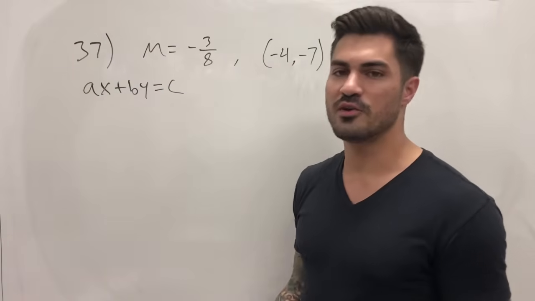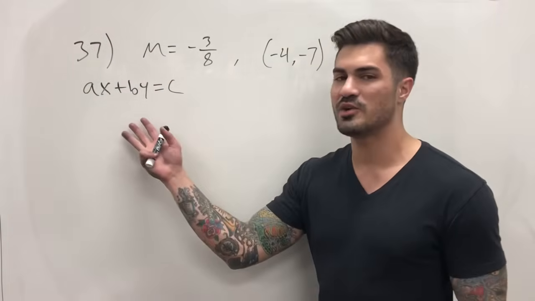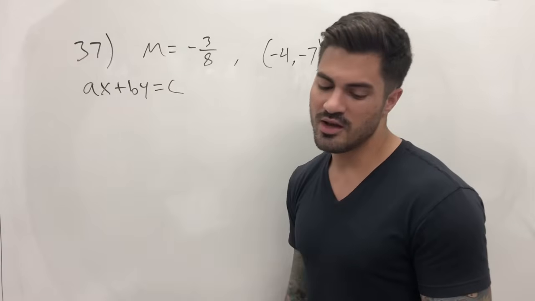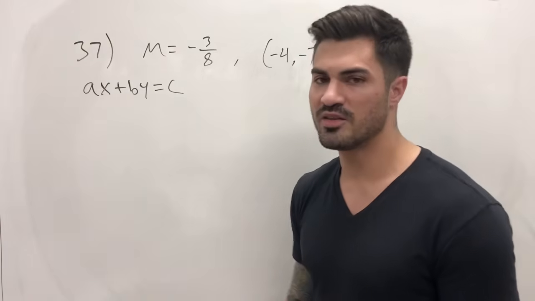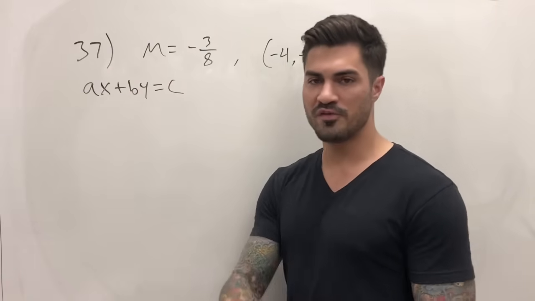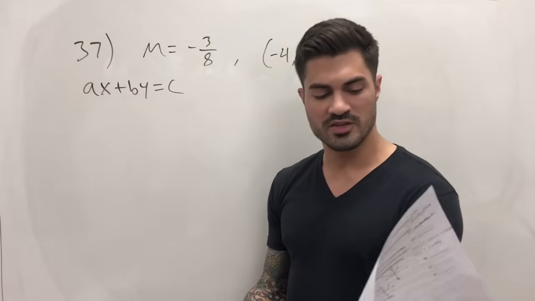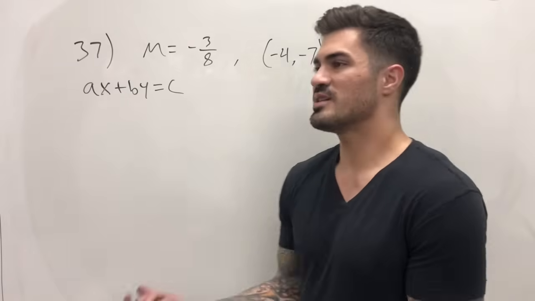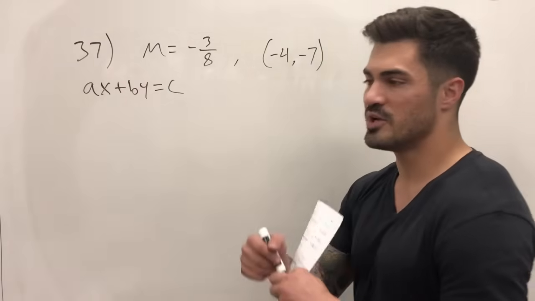All right, number 37, we are given a slope and a point and asked to find an equation in standard form. So just a reminder, this is what standard form looks like. And there are a couple different ways we can handle a problem like this. We could use slope-intercept form, or we can use point-slope form. So a few problems back, I used slope-intercept. So in this one, I'm going to take this as an opportunity to use point-slope, but either would work.